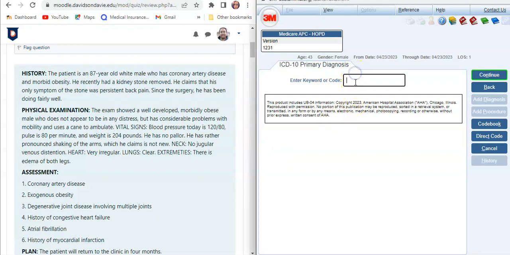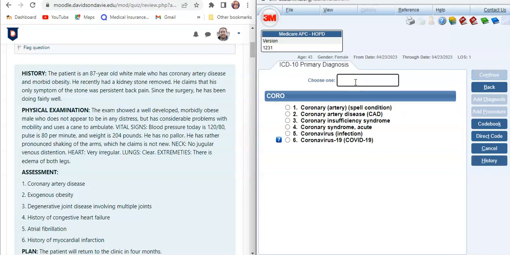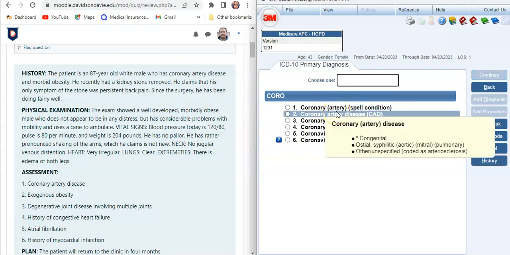Okay, let's do a little coding here. It's probably going to be a little messy. So the first thing that we have to code here is coronary artery disease. You can start with disease, or you can start with coronary. It'll get you the same path. So we're going to just start with coronary artery disease.